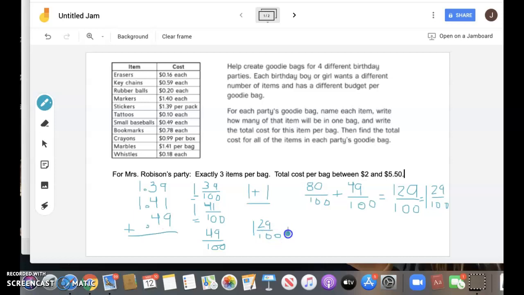Plus these 2 wholes that I had from before. Equals 3 whole and 29 100ths.